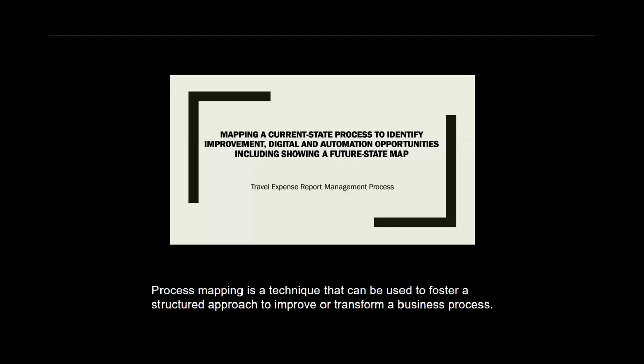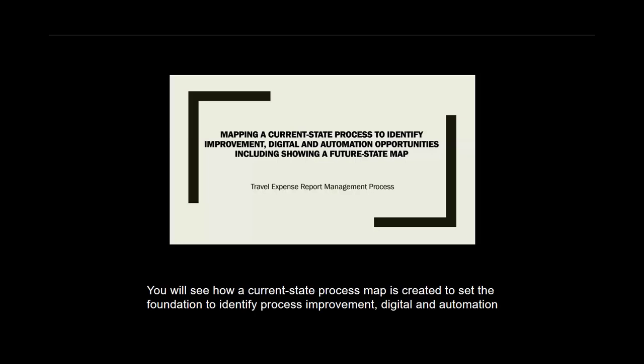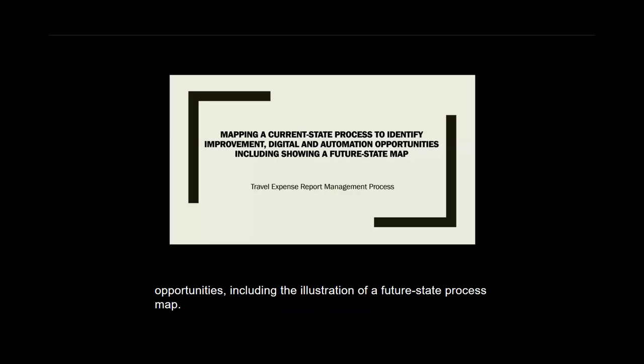Process mapping is a technique that can be used to foster a structured approach to improve or transform a business process. This short video will show you how by using a cross-functional or swim-lane process mapping methodology. You will see how a current state process map is created to set the foundation to identify process improvement, digital, and automation opportunities, including the illustration of a future state process map.